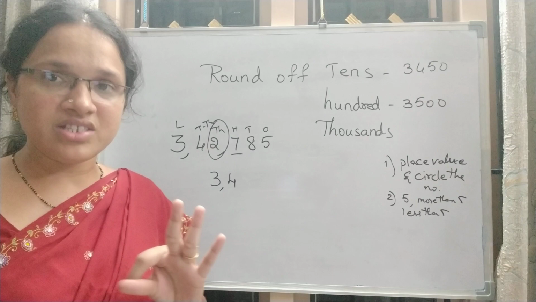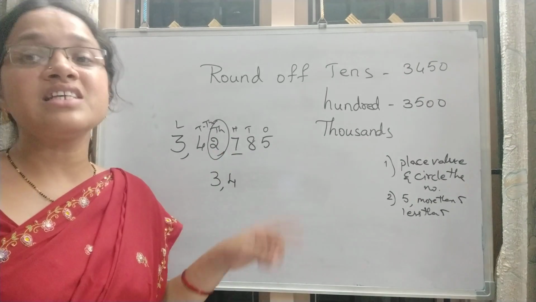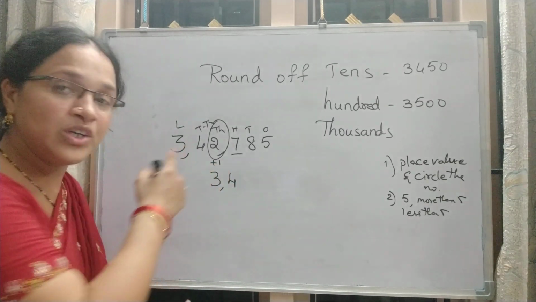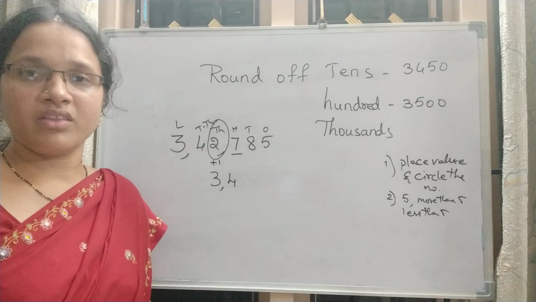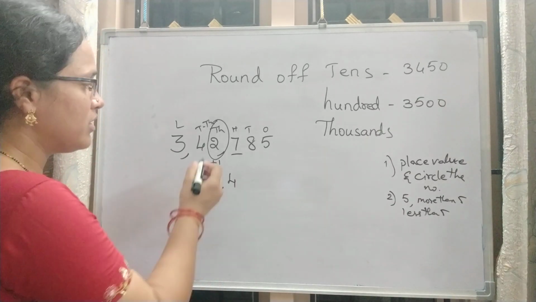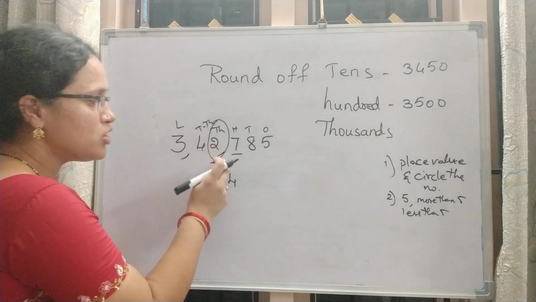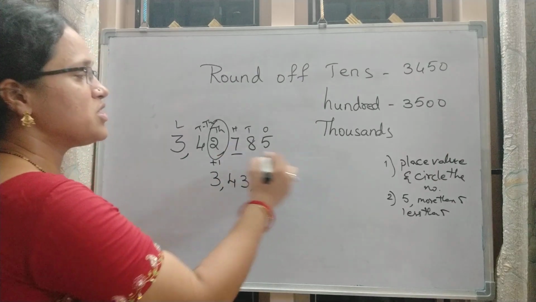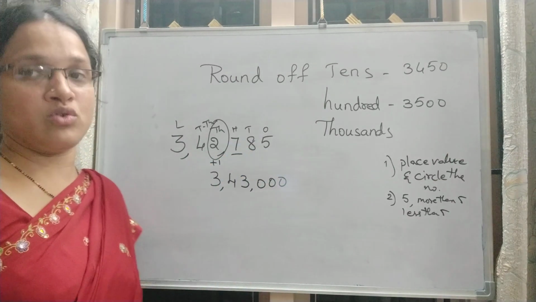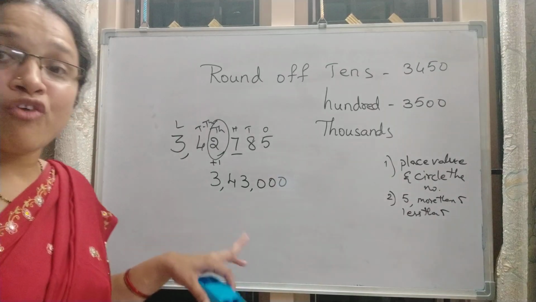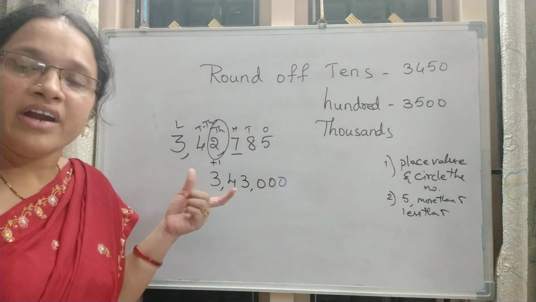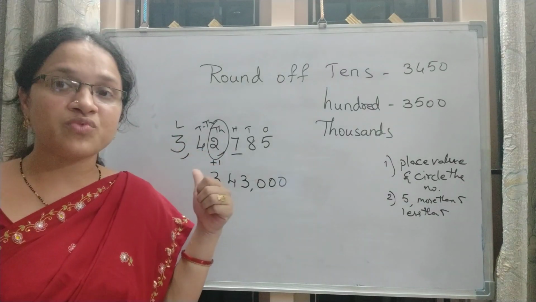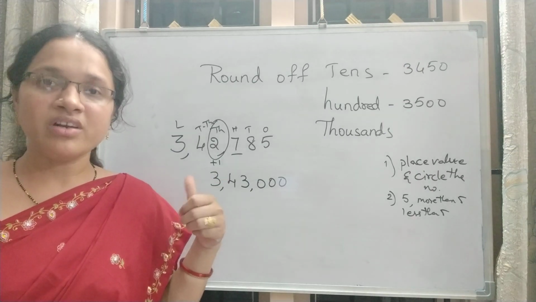That means out of 3 conditions, it will satisfy one condition. That is, it is greater than 5. If it is greater than 5, you will add plus 1 to the rounded off number. So when you add plus 1 to the rounded off number, 2 plus 1 becomes 3, and all the remaining numbers will become zeros. As there are 3 digits here, you should write 3 zeros here. Okay? So 3,43,000 is the rounded off value for this one. We have rounded off this for thousands place. Okay, children? Is it clear?